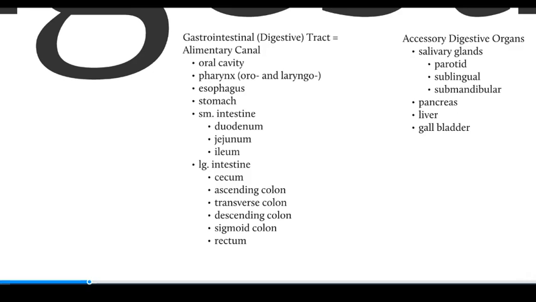It starts at the oral cavity, which isn't really an organ unto itself. The organs in the oral cavity are the tongue and the teeth, etc. But food enters through the oral cavity. It then moves into the pharynx, only the oropharynx and the laryngopharynx, not the nasopharynx. And then down the esophagus to the stomach, and then from the stomach into the small intestine, which has three portions, the duodenum, the jejunum, and the ileum, and the large intestine, which starts with the cecum, then the ascending colon, the transverse colon, the descending colon, the sigmoid colon, ending with the rectum and the anus.